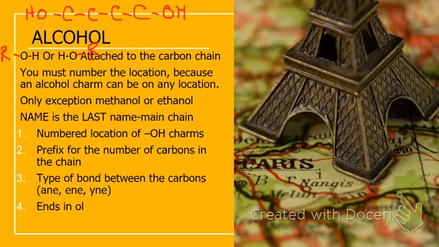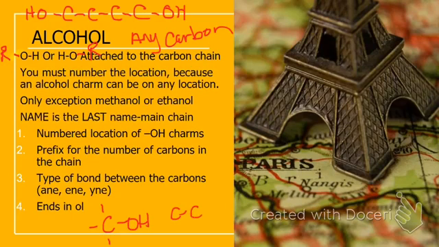Now, when we're naming alcohols, you have to remember where that alcohol is located, because it can be in any location. Remember, this can be on any carbon. The only exception, where you don't need to know the location, is methanol and ethanol. Well, why is that? Because methanol only has one carbon to attach the alcohol to.